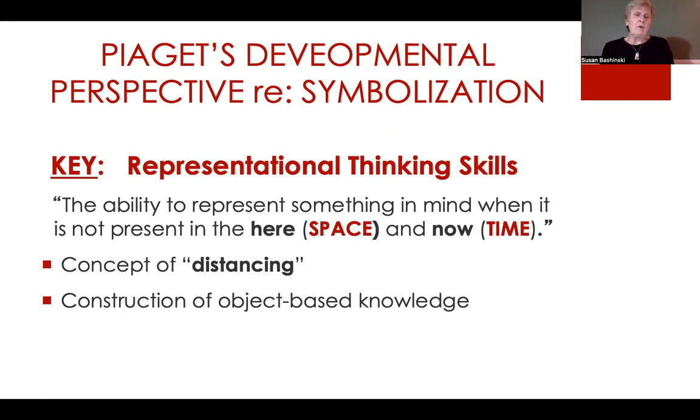So back to Piaget, if you know about him, if you don't, worry about it. The key is called representational thinking skills. It's the ability to represent something in your mind. And I know you say, don't use the word to define a term, but this is the key skill involved in using symbolic communication. And here's how we're going to define it: the ability to represent something in your mind when it is not in the space the learner is in, right here, and it's not when the learner is there right now, all right?